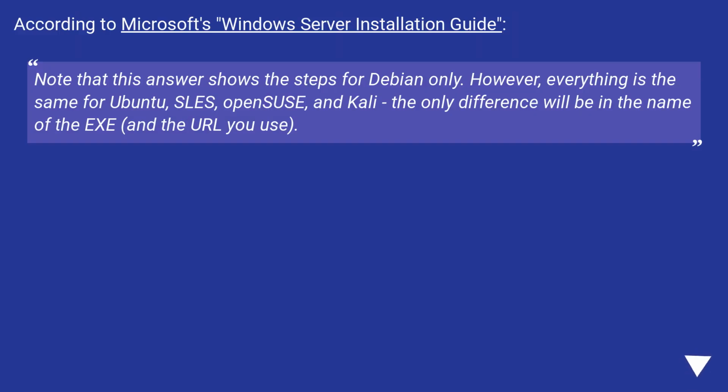According to Microsoft's Windows Server Installation Guide. Note that this answer shows the steps for Debian only. However, everything is the same for Ubuntu, SUSE, OpenSUSE, and Kali. The only difference will be in the name of the exe, and the URL you use.